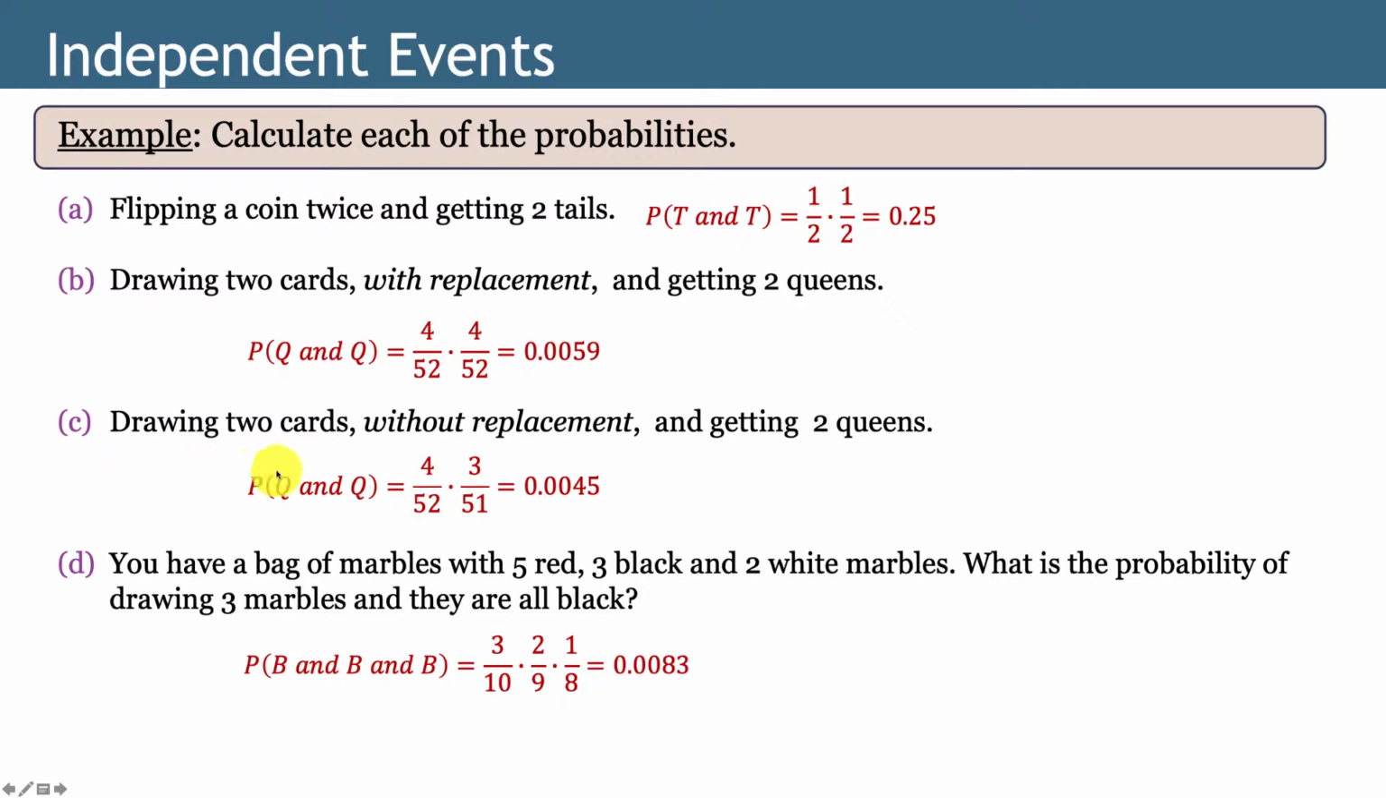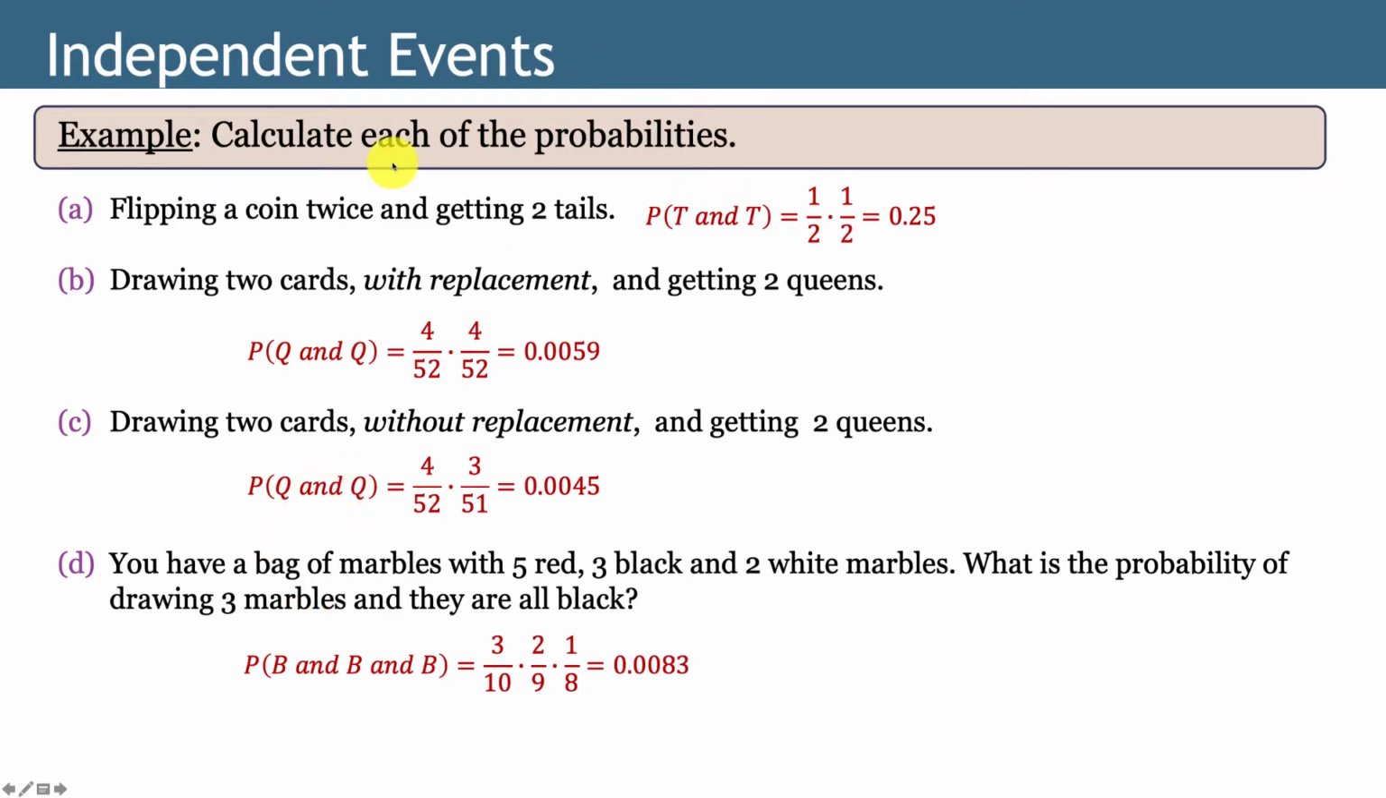Drawing 2 cards without replacement and getting 2 queens. Well, since we didn't replace it, first one's 4 out of 52, but because we still have that card, there's 51 cards now. And also because we already grabbed a queen, there's only 3 queens left now. So there's your probability there. And this is a dependent example.